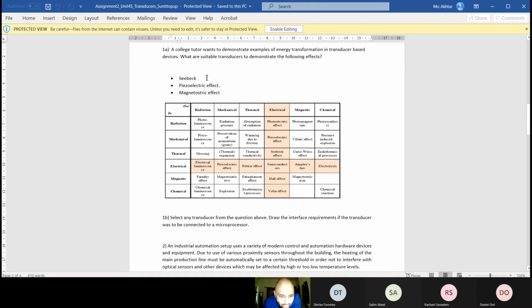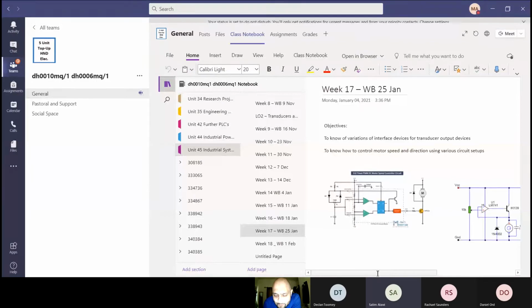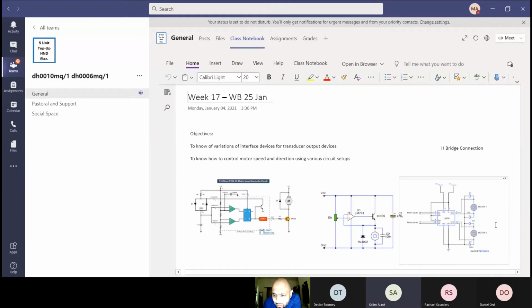Now remember, I gave you a circuit on thermocouple transistors. I'll show you, in fact, if you remember. I'm going to go back into Teams now. When I get it, I'll share it with you. Just give me a second. I think I've got it. Was this it? Was it this one? I did actually give you a thermocouple somewhere. Sure, I did. H-bridge connection. This is motor speed. Wait a minute. Let me go back a week.